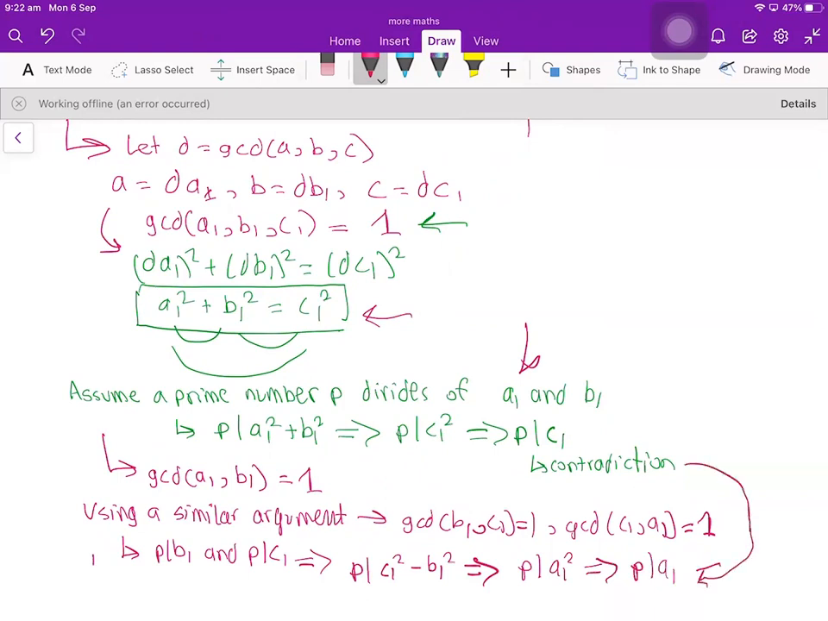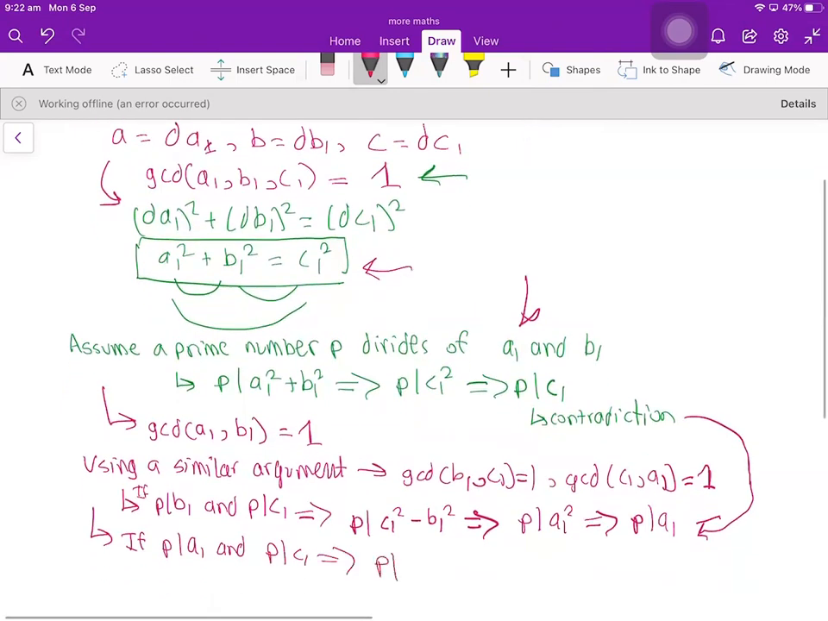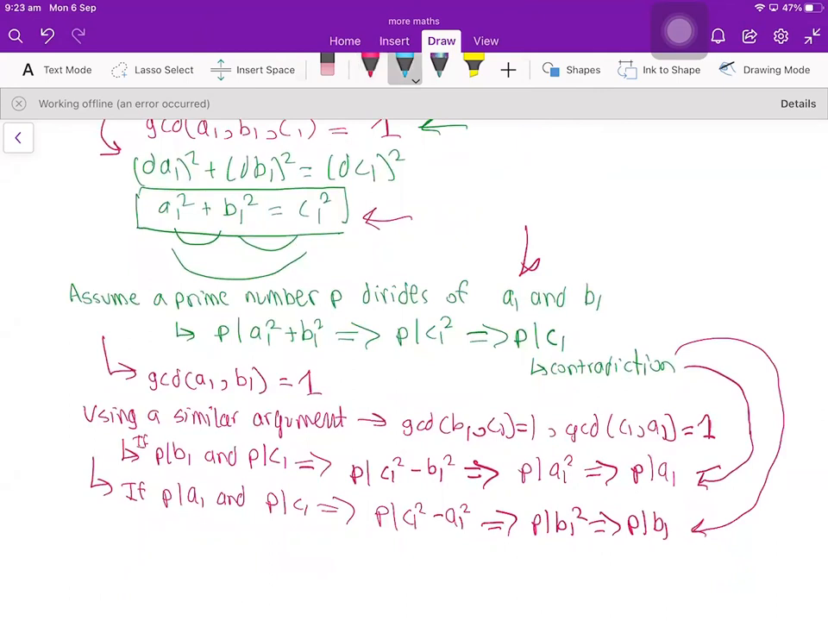And finally, if p divides a1 and c1, it means p divides c1 squared minus a1 squared, which means p divides b1 squared. So p divides b1, and that's another contradiction. So this proves the numbers are all pairwise co-prime.